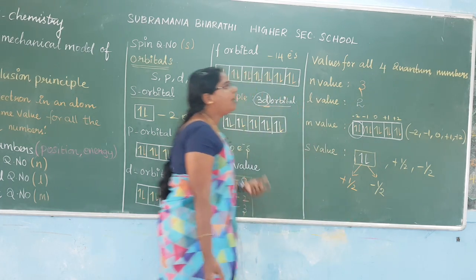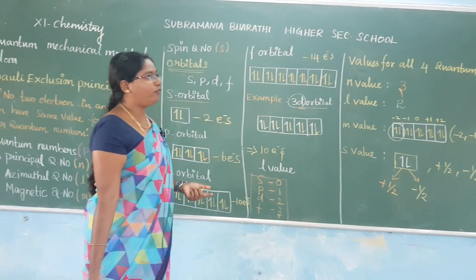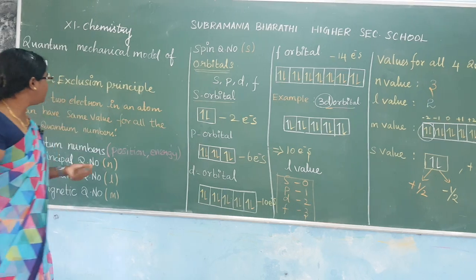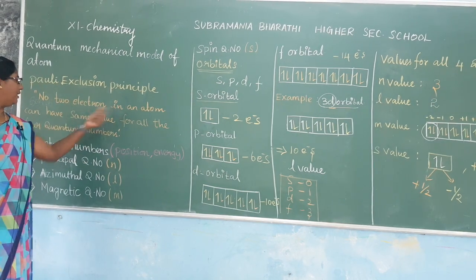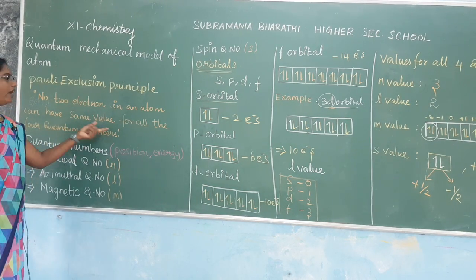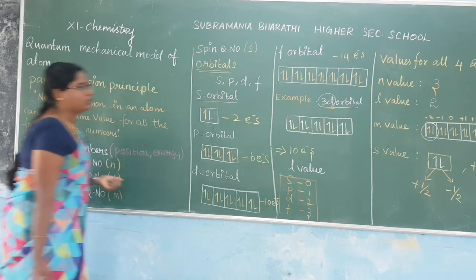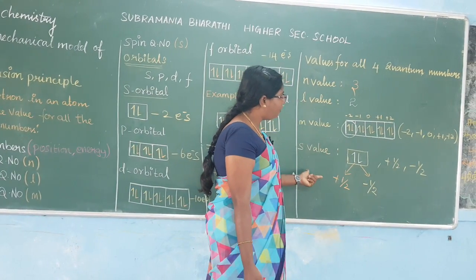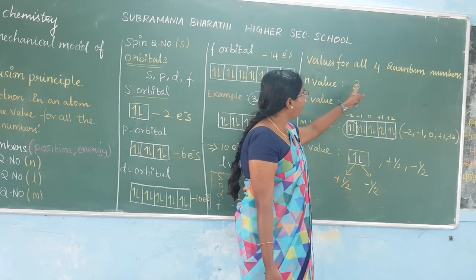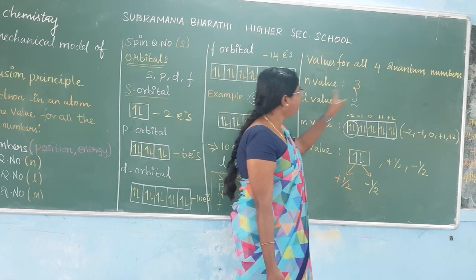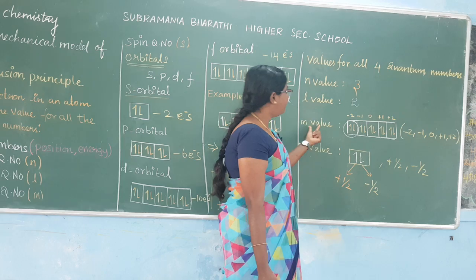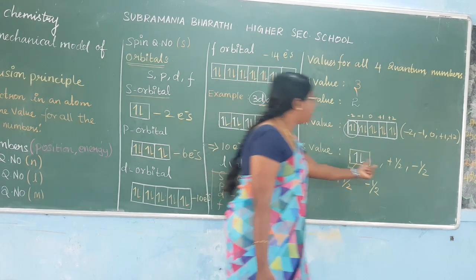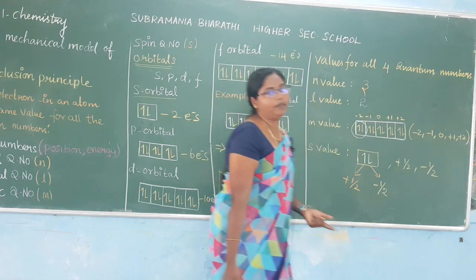Okay, in this way we have to find the values for all four quantum numbers. Finally, what does this rule say? No two electrons in an atom can have the same value for all four quantum numbers. Here the values will be different because we have all four quantum numbers. See the values: for N we have 3, for L we have 2, for M we have a different set of values, and for S we have plus half and minus half.